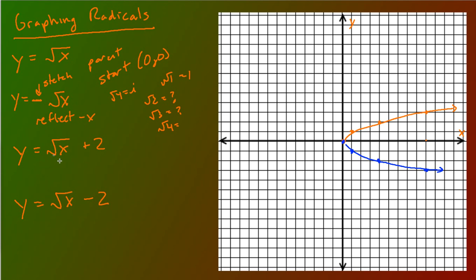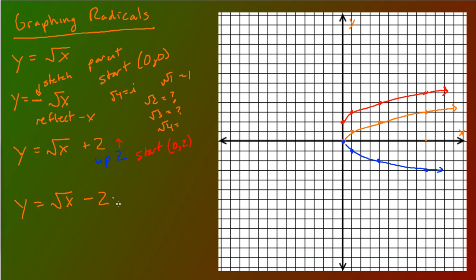Now suppose I have y equals square root of x plus 2. Well, this means up 2. I'll do this one in red. So I'm going to move this up 2. So my start point is not 0, 0. It's 0, 2. So I start right here. If I go right 1, the square root of 1 is 1. If I go right 4, the square root of 4 is 2, so up 2. And if I go right 9, the square root of 9 is 3. And that gives me that radical function. Notice there's no bottom, there's no left, there's no reflections of any kind here.